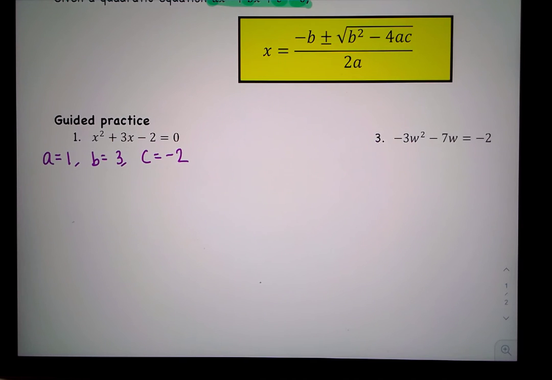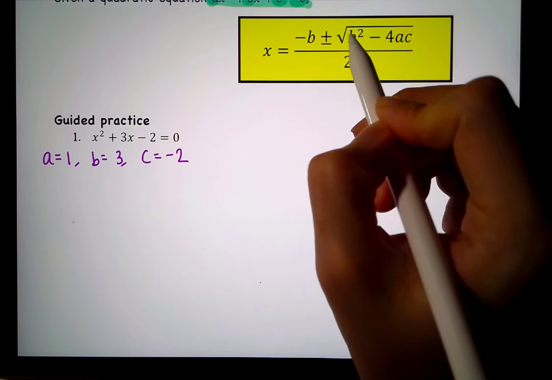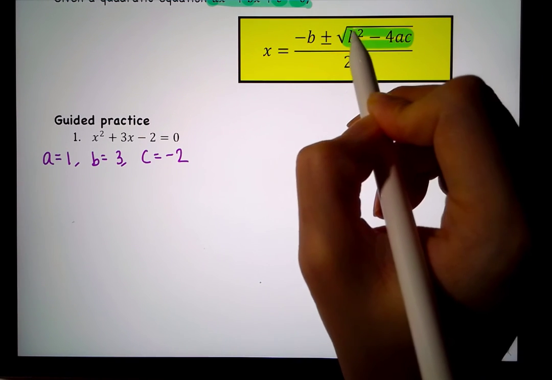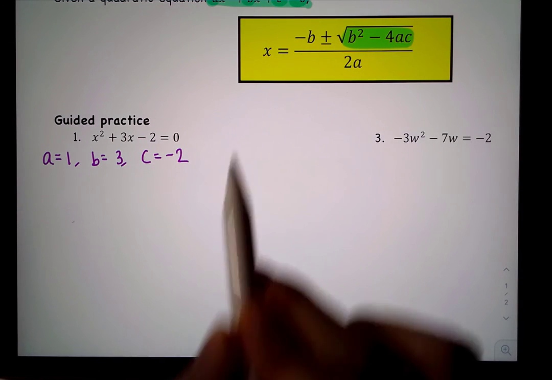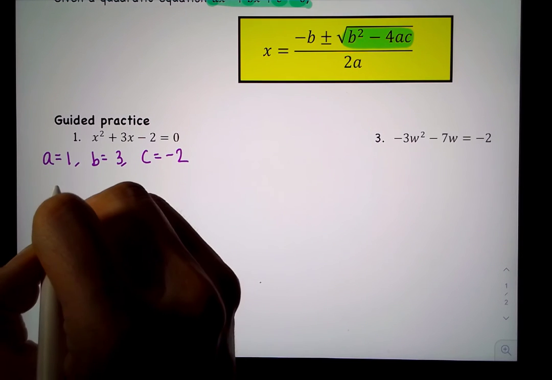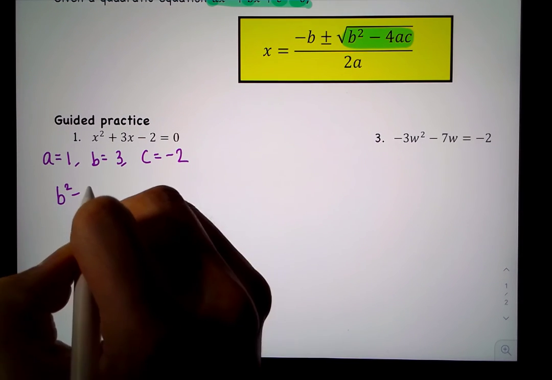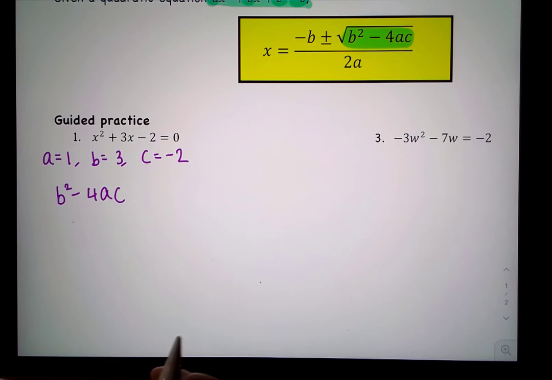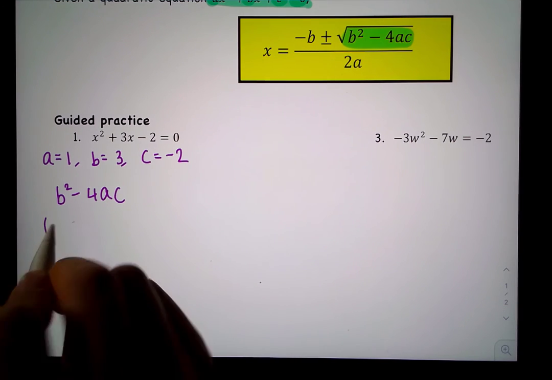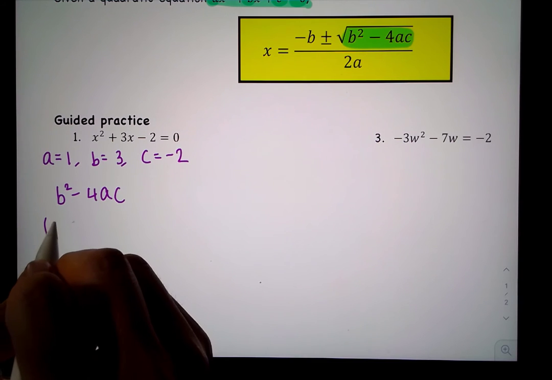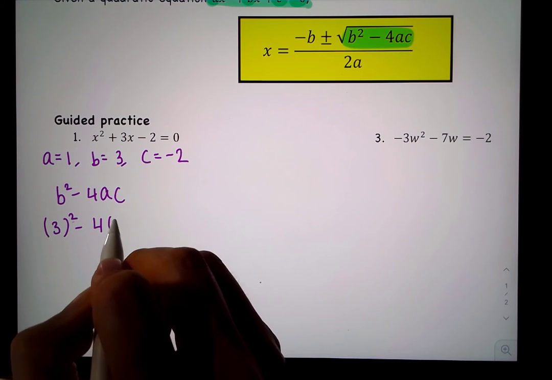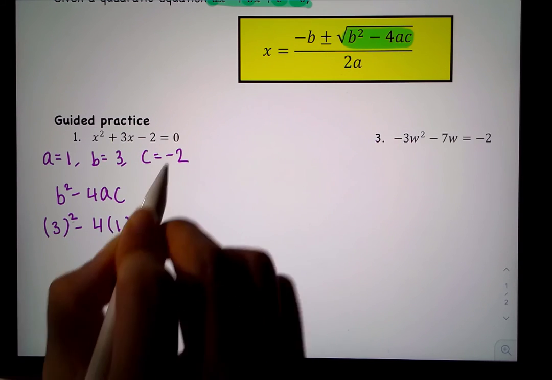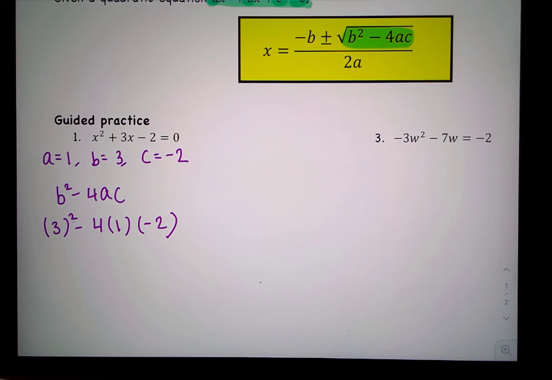So I got my a, b, and c, and then you know what, that's kind of complicated in the radical, right? This one looks complicated, so I want to do this one first. Let's do b squared minus 4ac. Okay, so I'm gonna do b squared minus 4ac. All right, then that is, look, instead of b I put 3, minus 4, instead of a I put 1, and instead of c I put negative 2, like that.